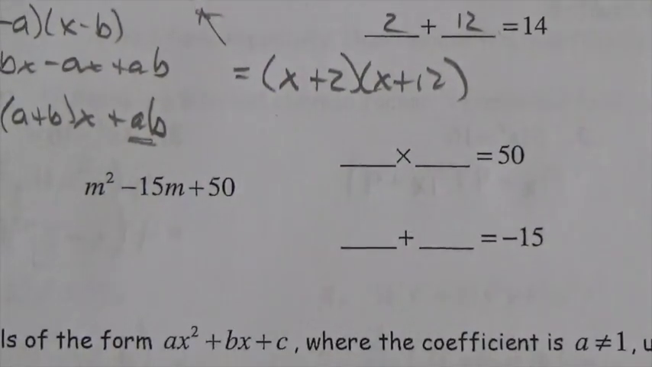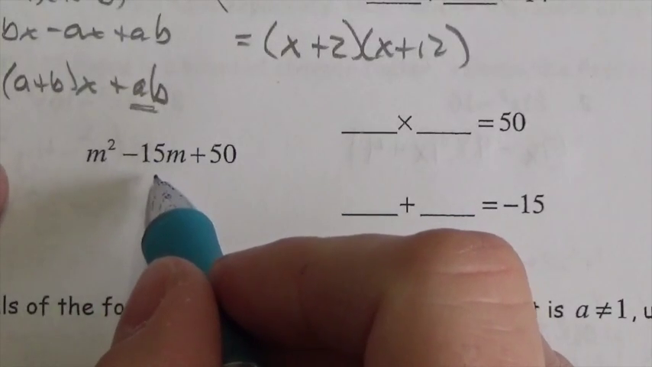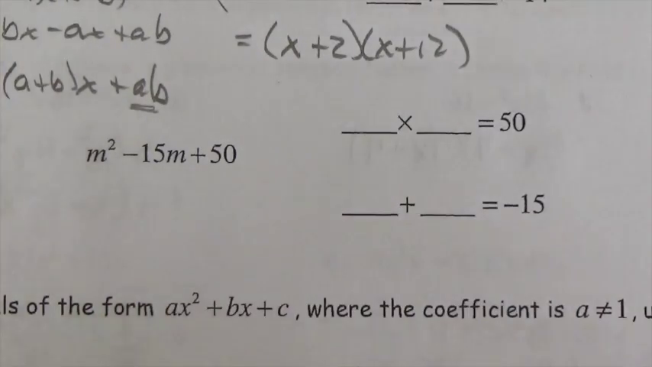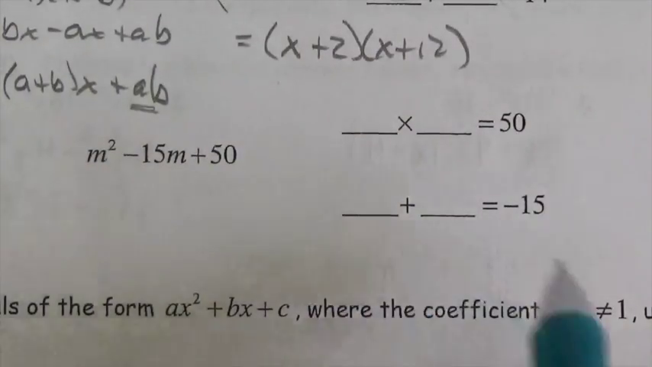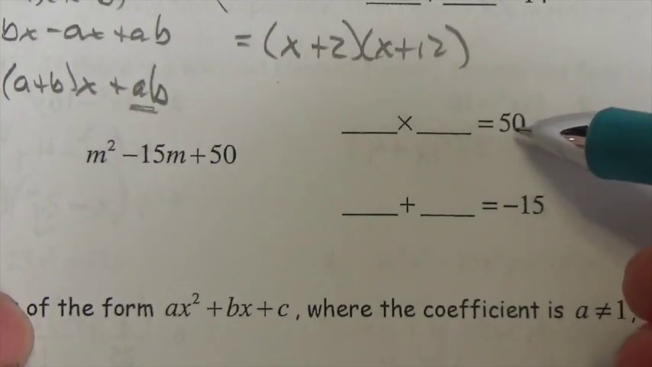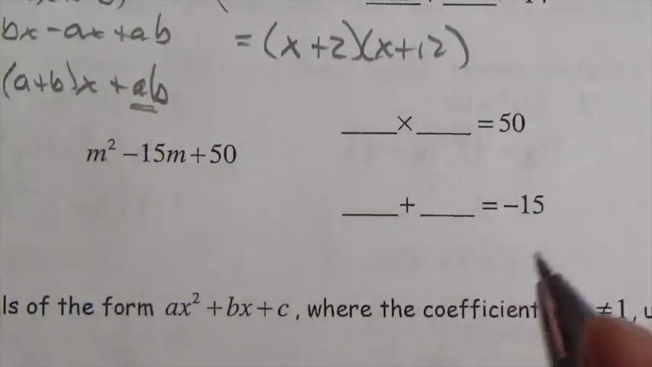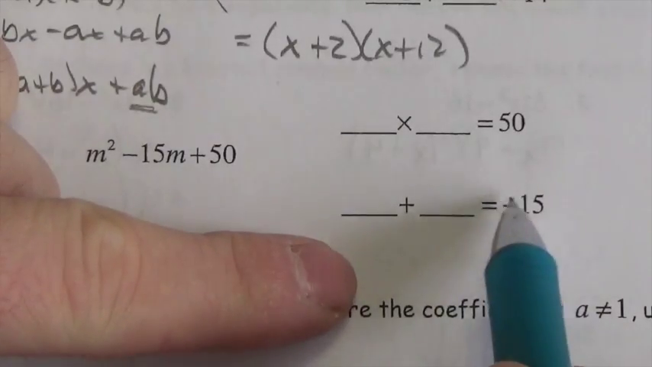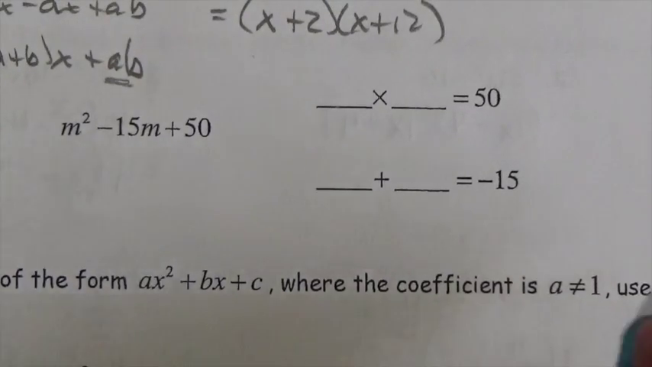Okay, now let's take a quick look at this m squared minus 15m plus 50. So I'm looking for two values whose product is 50, whose sum is going to be negative 15. Now notice the product here is positive, meaning that the two numbers are either both positive or both negative. But because the sum is negative, I know that these two numbers must both be negative.